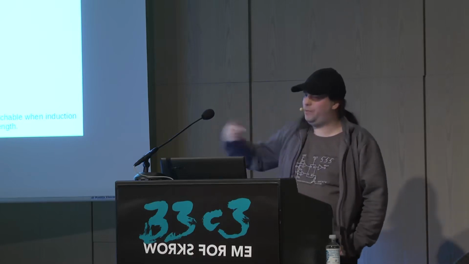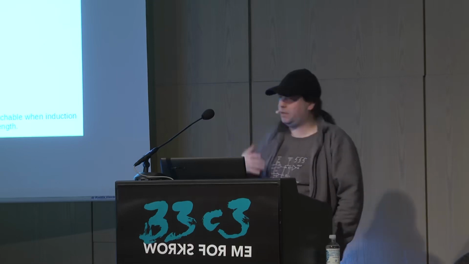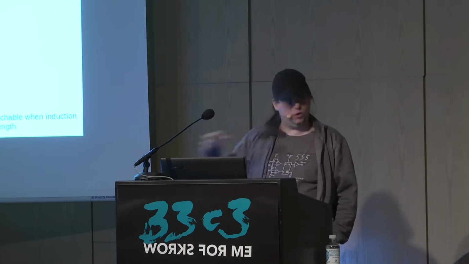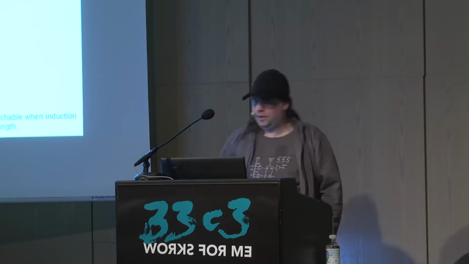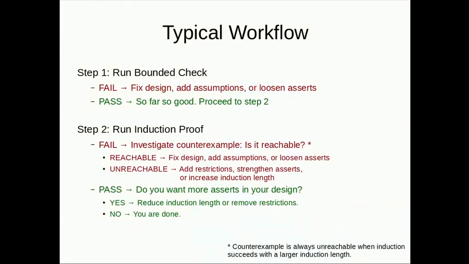And step 2 is this temporal induction step. If that fails, then we have to investigate the counterexample we get and make a decision. Is this reachable, what the solver is showing us, or is this not reachable? This is our judgment call, essentially. And if it's reachable, then the same thing as before. We have to fix the design, add an assumption, or loosen assertions. However, if it's unreachable, then we usually have to add additional assertions to tell the solver that this is actually an unreachable state. And that's the kind of dialogue you have with this tool while formally verifying something.